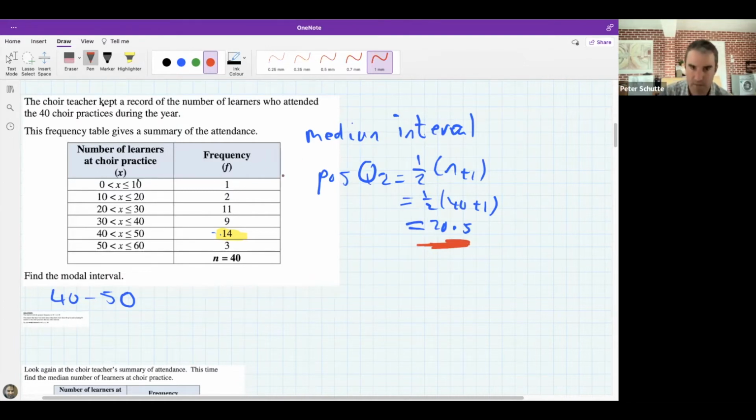So I could count it up in the frequency column, or the other way of doing it is just to have a cumulative frequency column where I count the frequencies, and then I would get 14, and then you'll see straight away when you get up to 23. So at the end of this interval between 30 and 40, I'm at 23, and I only needed to count up to 20.5. And so that's why we should find that the median interval for this scenario is going to be between 30 and 40, because that interval contains the position 20.5.